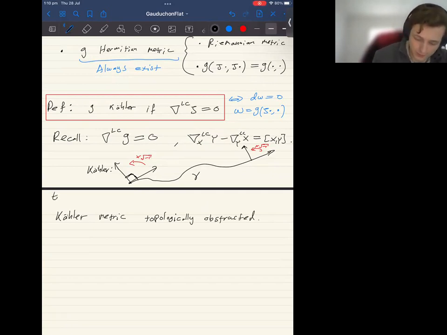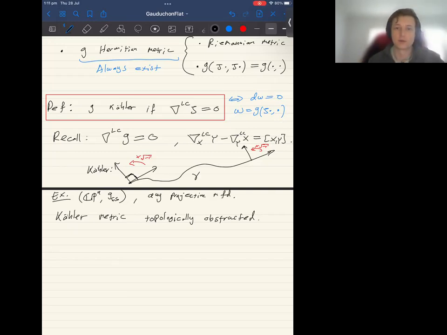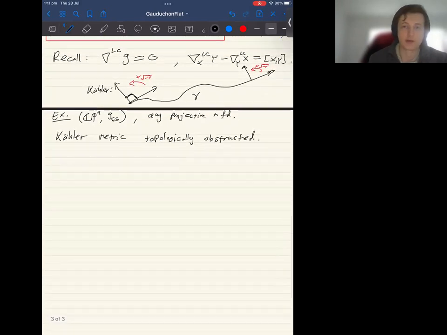In saying that, I should probably let you know there are examples of these Kähler metrics, right? So there's the complex projective space with what we call the Fubini-Study metric. Okay, and any projective manifold. By that I mean some submanifold of CP^N. Okay, because you can just restrict a Kähler metric to obtain a new one. So there do exist an abundance of examples, but not so abundant.